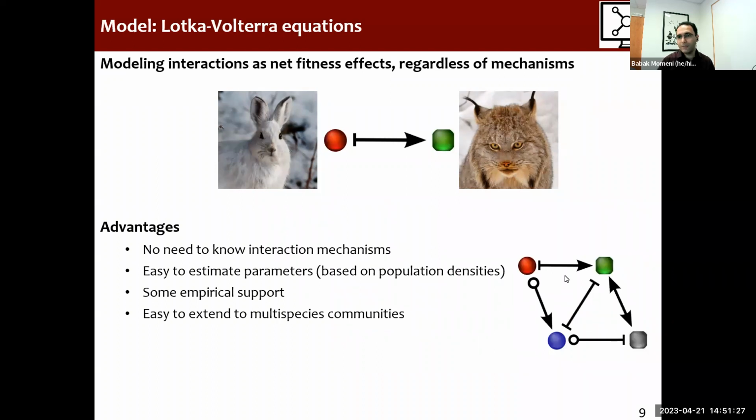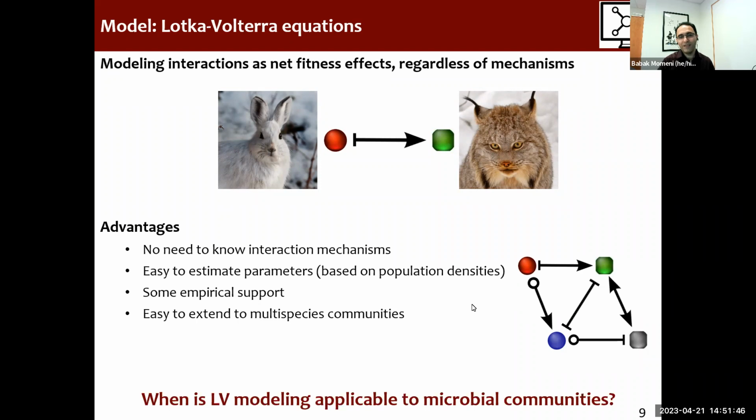And it's relatively modular. So if you look into these pairwise interactions, you can potentially build the network of interactions, all of that as well. And there is some empirical support for it, which suggests that maybe it's a starting point. So we started with the Lotka-Volterra type model and asked whether this is applicable to microbial communities.